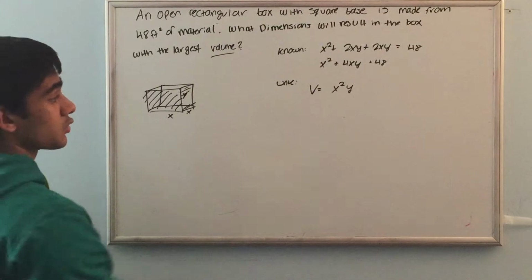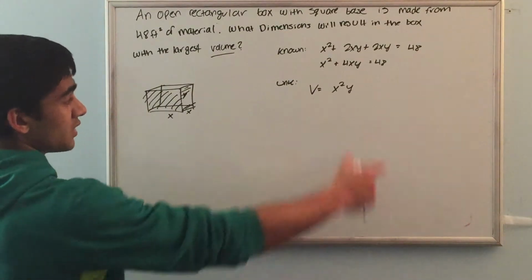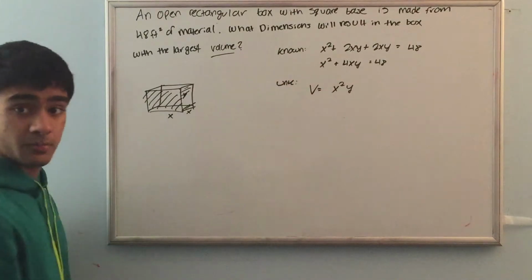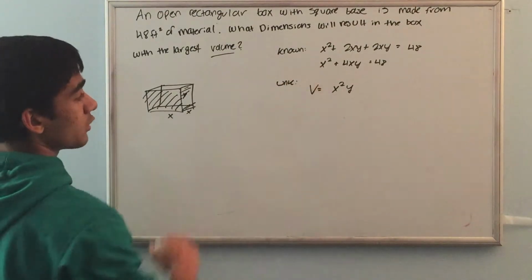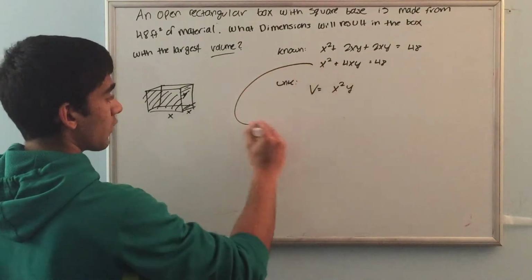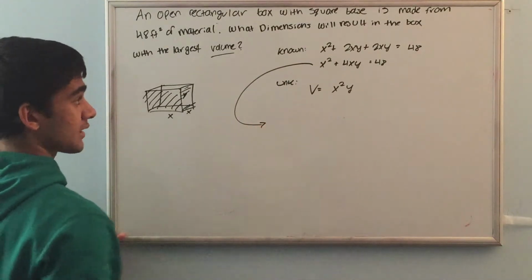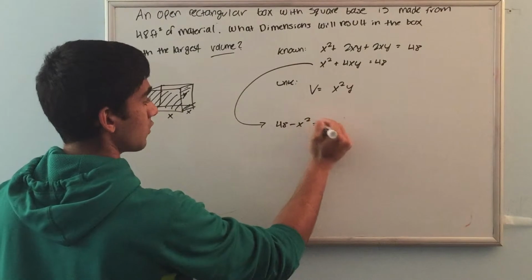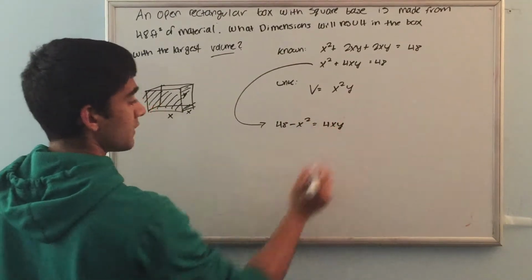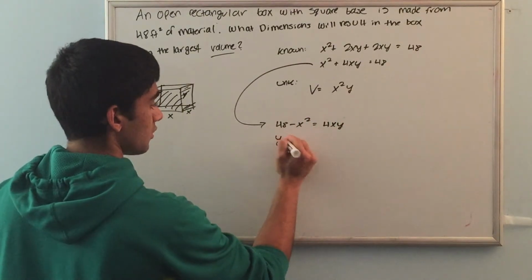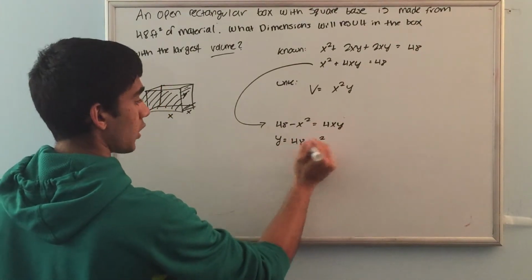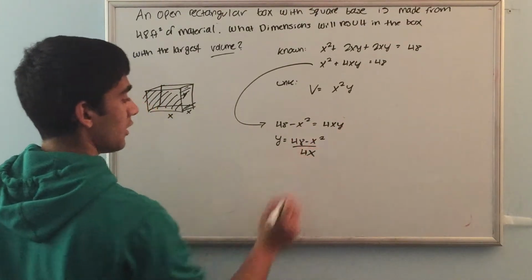However, in this problem, substituting y in terms of x is much easier, since in the unknown there's only one y term, but there's two x terms. So let's do that. Let's solve the known equation for y. If I subtract x squared, I get 48 minus x squared equals 4xy. Now y equals this divided by 4x, so y equals 48 minus x squared over 4x.